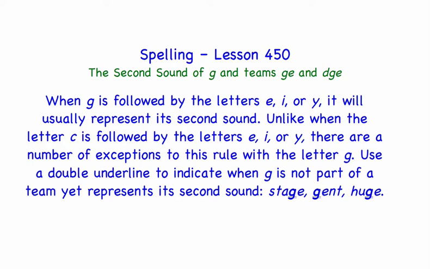When G is followed by the letters E, I, or Y, it will usually represent its second sound. Unlike when the letter C is followed by the letters E, I, or Y, there are a number of exceptions to this rule with the letter G. Use a double underline to indicate when G is not part of a team yet represents its second sound. And we have three samples illustrating this point: stage, gent, and huge.